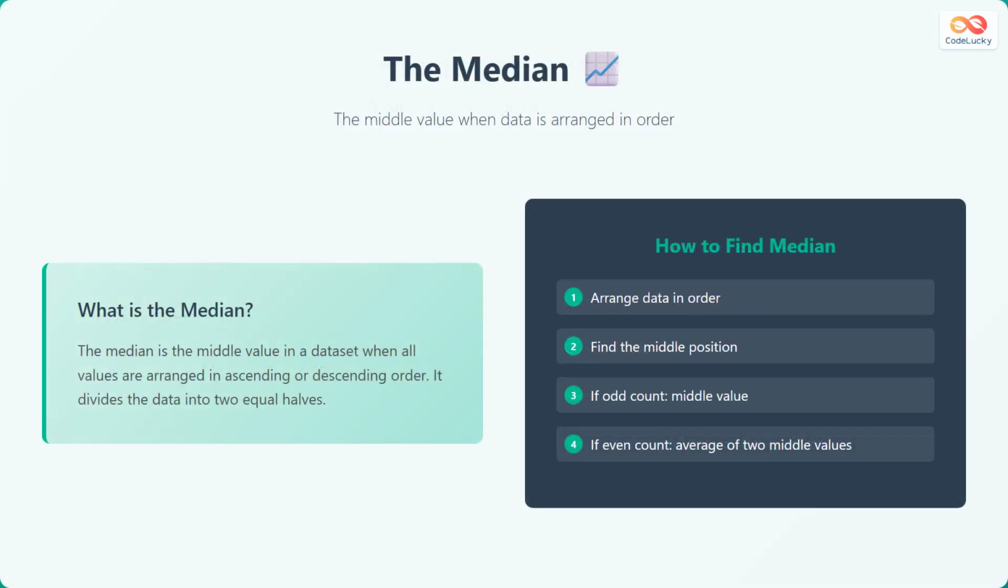Now let's discuss the median. The median is the middle value in a dataset when all the values are arranged in ascending or descending order. It divides the data into 2 equal halves.